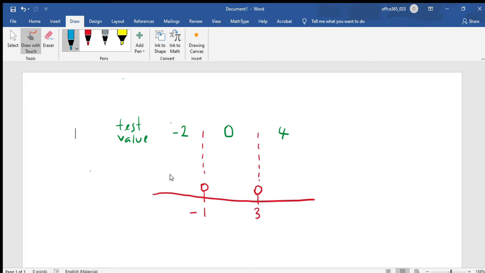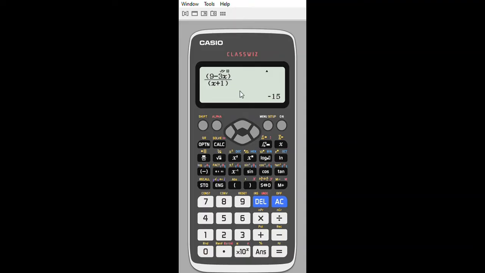Okay, for our first region here, we get negative 15, so just write negative. Okay, now for our second test value, press calc again, and then enter 0 for our second test value, and then click the equal button twice.